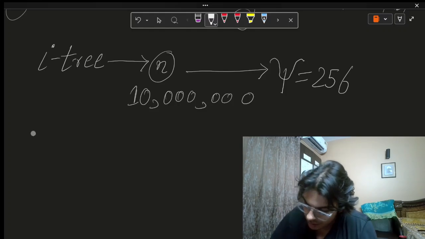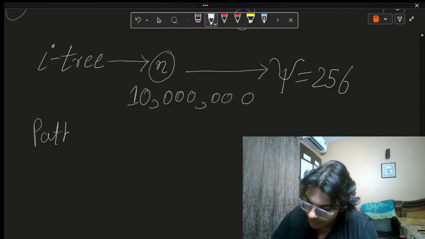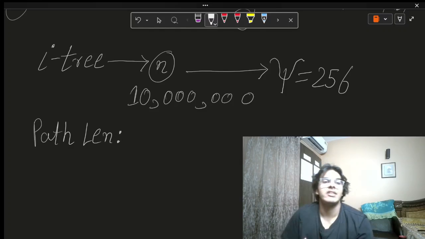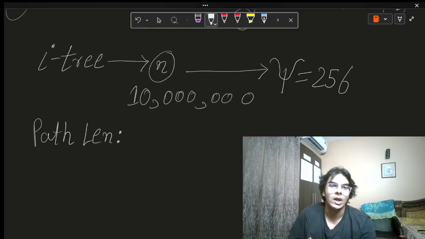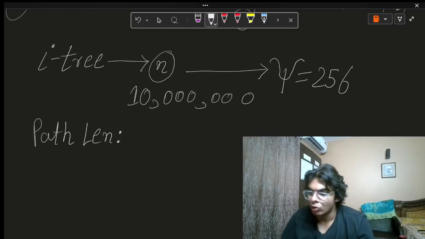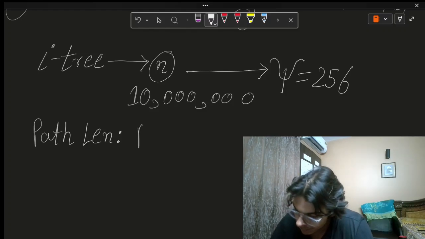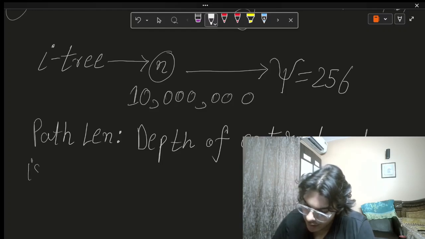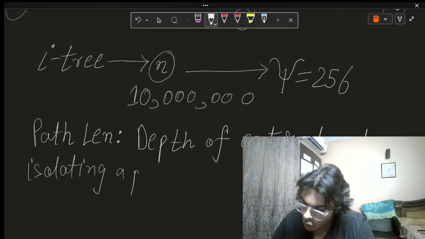Now, we discussed that the path length is basically the main measure of whether we are deciding that the point is an anomaly or a dense normal point. So we need to discuss mathematically what path length even means. So first of all, can I say that the depth of the external node isolating a point is called path length.